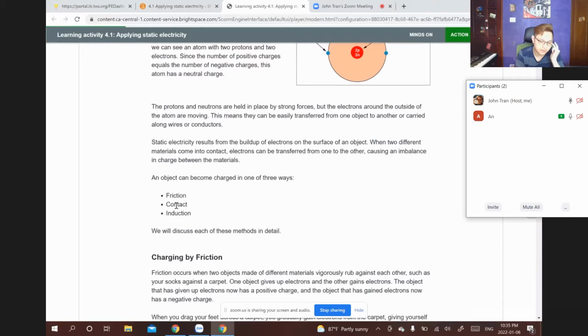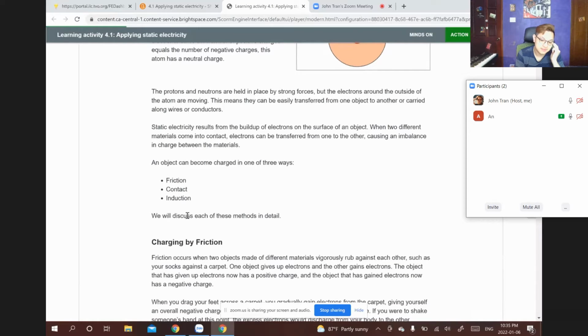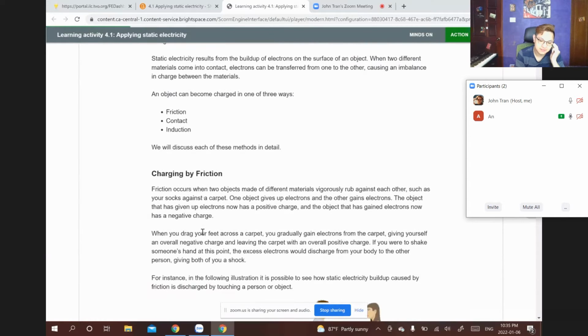friction, contact, induction. We will discuss each of these methods in detail.